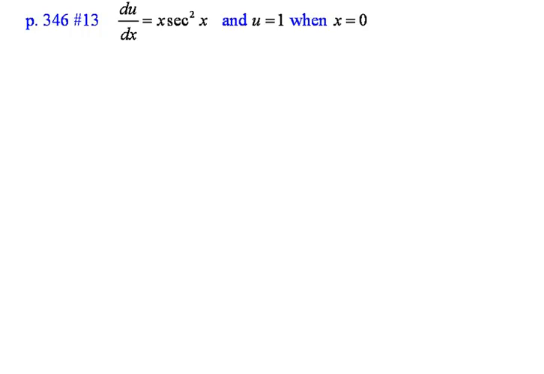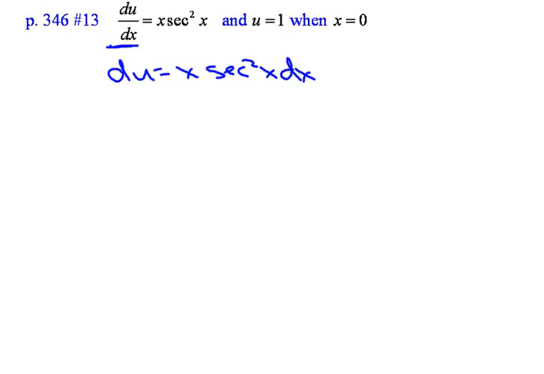Okay, this is problem number 13, page 346. This was chapter 6, section 3 we're working on. And we look here, just like problem 11, we have another differential equation. And so the first thing we do is we multiply by dx, and we get du is x secant squared of x dx. And we notice too on that differential equation, I should have pointed that out.